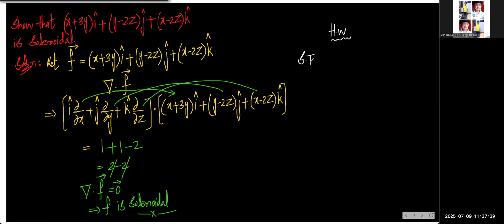So that, 3 y to the power of 4 z square i cap plus z cube x square j cap minus 3 x square y square k cap is solenoidal.